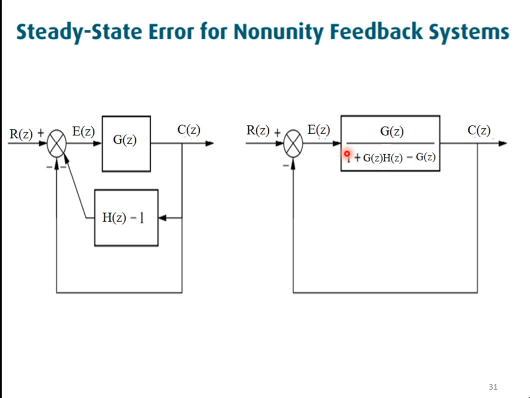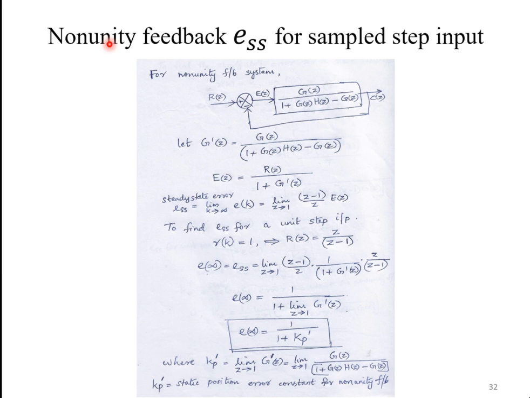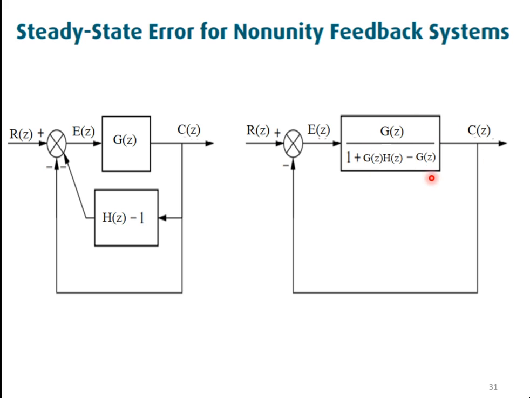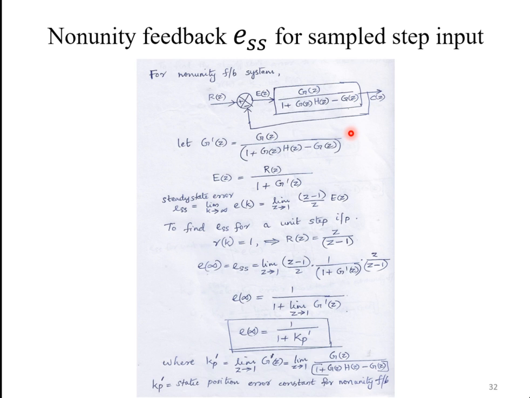So we will see how they can be derived. The non-unity feedback steady state error e_ss is nothing but e of infinity. I have written here also, e of infinity is e_ss. So for a step input, you know that you are going to find it in terms of Kp, the static position error constant. For a non-unity feedback system, this is what we have already obtained: G(z) over 1 plus G(z)H(z) minus G(z). That is a non-unity feedback system, meaning H(z) is not unity.